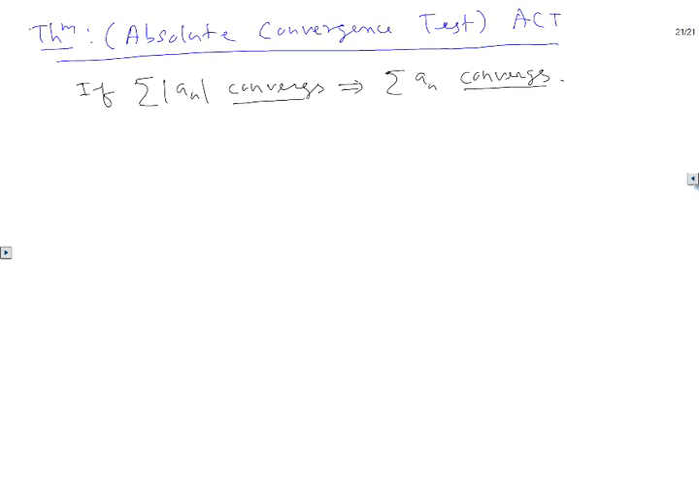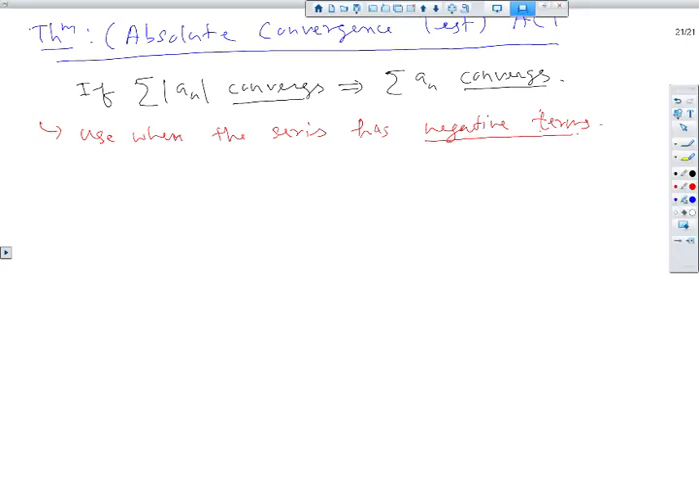Now the question is, when are we going to apply this one? We use it when the series has negative terms. Especially when you have sine, cosine, trigonometric functions, you know that they fluctuate, so they may produce some negative terms. That's one situation where we're going to use this idea. So when you have negative terms, we can use this test. Let's look at some examples.